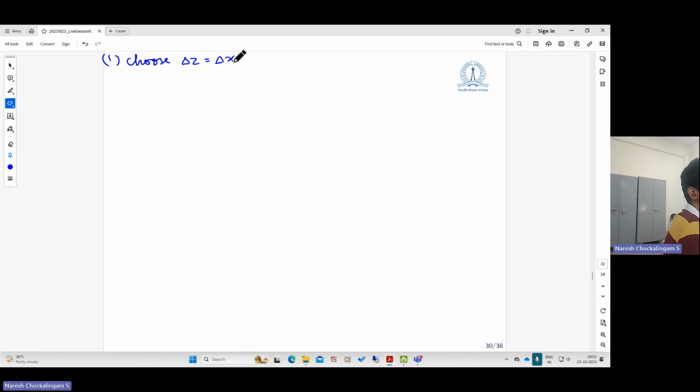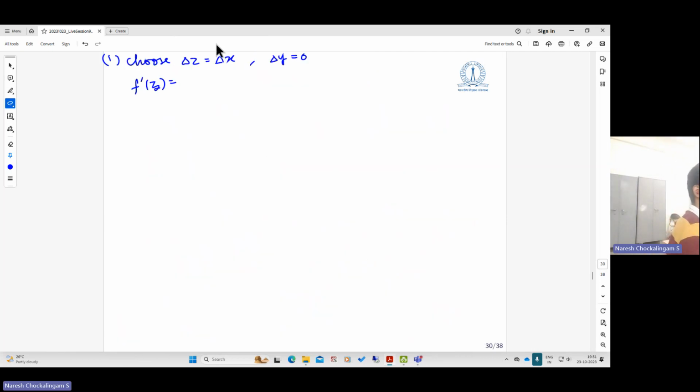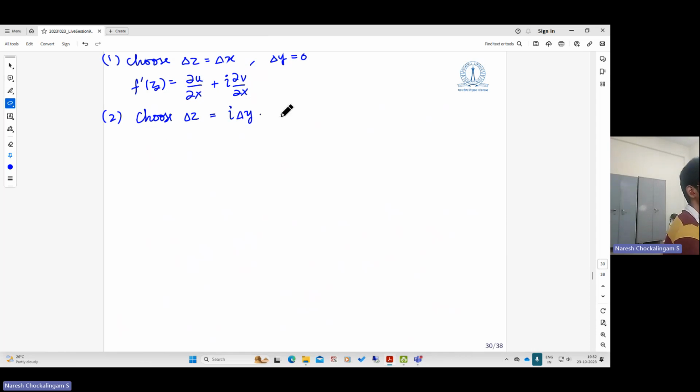So you can choose, in the first case, delta z equal to just delta x, which means delta y is equal to 0. In that case, f dash of z becomes partial u with respect to x, this term vanishes, plus i times partial v with respect to x. It becomes del u by del x plus i del v by del x. Let us call this equation 1. The second case, choose delta z as i times delta y, and delta x is 0.